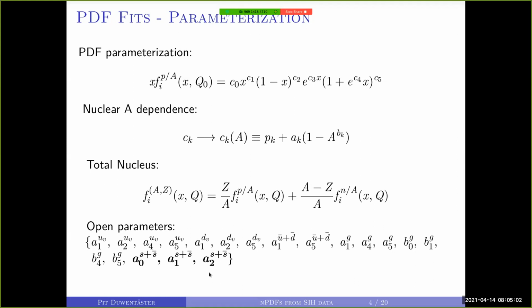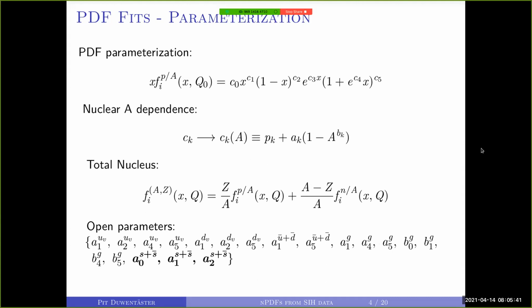nCTEQ15 basically just had a fixed strange that is just determined by a ratio of the u-bar plus d-bar, but now we actually fit strange as an individual flavor. We include these parameters because they were also included in nCTEQ15WZ, which included the first datasets that actually put reasonable constraints on these strange PDFs. And since we want to compare with nCTEQ15WZ, we also include these parameters in this fit.